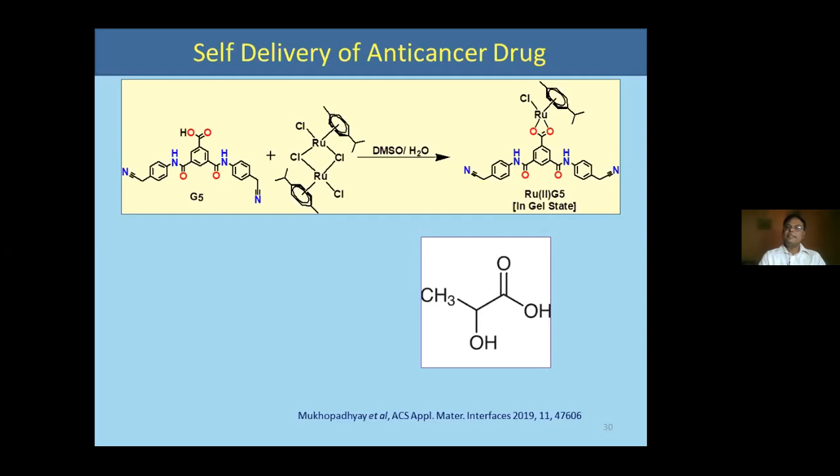And if this lactic acid gets concentrated inside the cancerous cell, the pH drops very much, and then the cancer cell gets destroyed. To take care of this, there is a protein called monocarboxylate transporter. That MCT protein takes up the lactic acid and takes it away from inside the cell. So we thought that if this ruthenium complex is delivered inside the cell and gets released, the gel structure is destroyed, then this carboxylate will be open and compete with the lactic acid, and will not allow the lactic acid to be taken away by the monocarboxylate transporter.